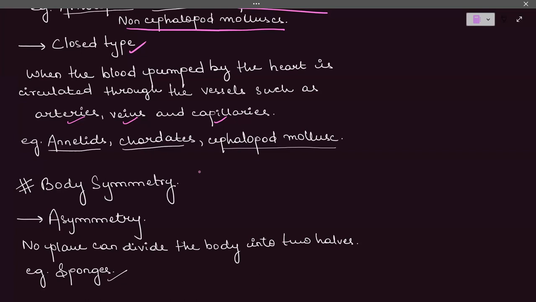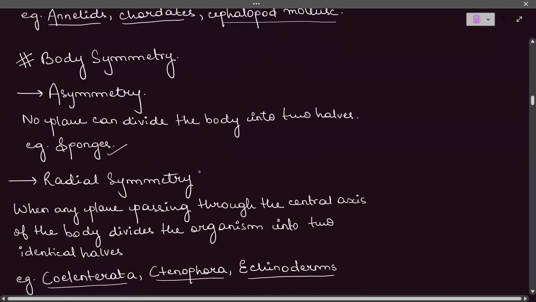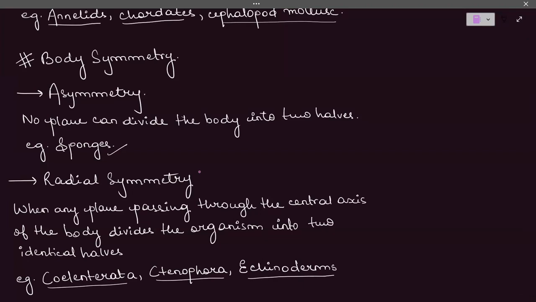Now moving forward, talking about body symmetry. Just like when we were talking about the plants, right? In the morphology chapter, we saw that there were multiple types of body symmetry, right? Actinomorphic, zygomorphic, wherein we saw radial symmetry and bilateral symmetry. The same thing happens here also. Asymmetry. First of all, when there is no symmetry present, meaning the body cannot be divided into two halves from any plane, that type of symmetry is asymmetry, and it is found in sponges. Now, sponges are the most primitive organisms.